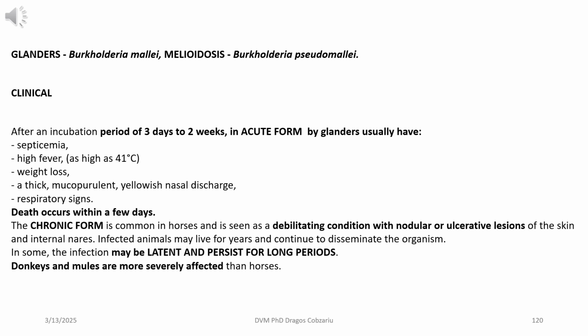The chronic form is common in horses and is seen as a debilitating condition with nodular or ulcerative lesions of the skin and internal nares. Infected animals may live for years and continue to disseminate the organism. In some, the infection may be latent and persist for long periods. Donkeys and mules are more severely affected than horses.